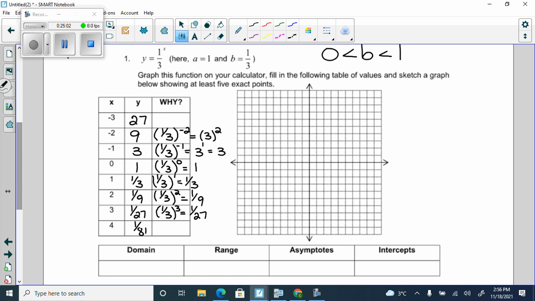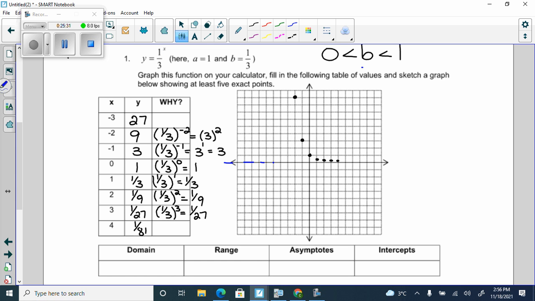So negative 3 and 27 is not on here. But negative 2 and 9 is. So I'm going to go 1, 2, 3, 4, 5, 6, 7, 8, 9. And then I have negative 1 and 3. And then I have 0 and 1. 1 and a third. 2 and 1/9. Like these are basically just about on the x-axis, but not. Right? Like when we're this tiny, they're basically roaming along it.